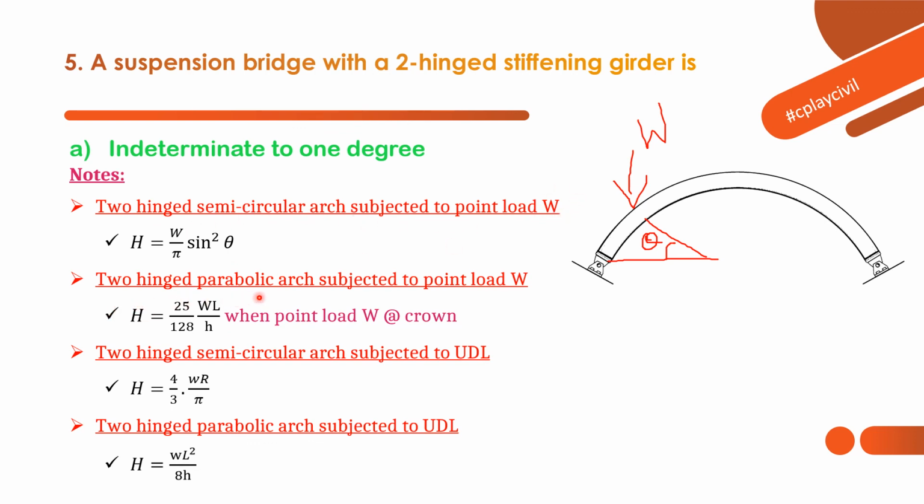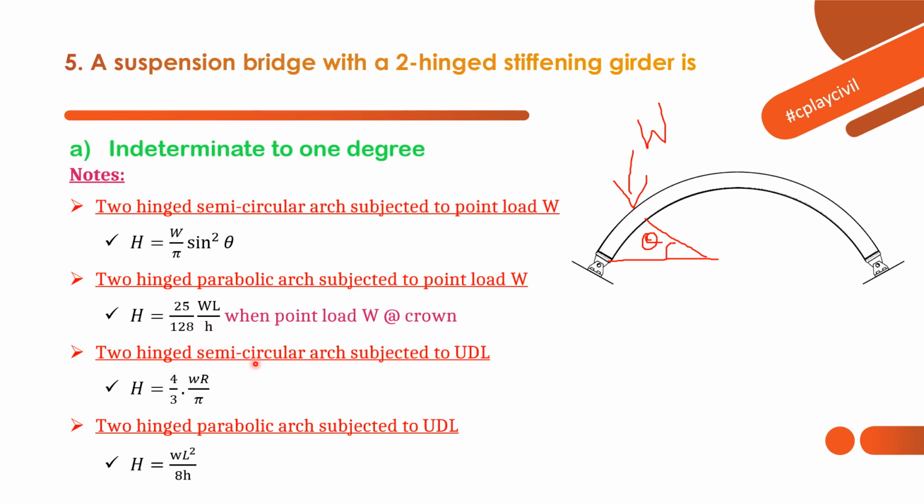When the same two-hinged parabolic arch is subjected to a point load, what is the horizontal reaction? 25 by 128 WL by H, when the point load is acting at the crown. When the point load is acting anywhere else on the two-hinged parabolic arch, a separate analysis has to be done to find the H value. When the point load is acting at the crown, this is the formula: 25 by 128 WL by H.